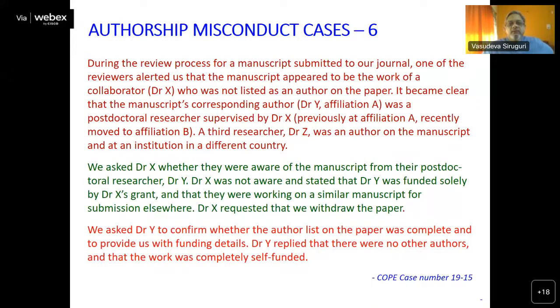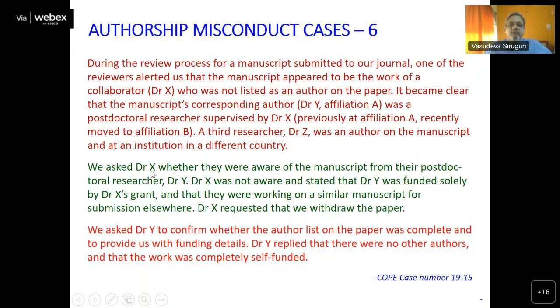In this case, there was another interesting case here. During the review process itself, the reviewer of the manuscript told the editor that the manuscript appeared to be the work of a collaborator of his, whose name is X, and that person was not listed as an author on this paper. And it became clear that the manuscript's corresponding author, some Y, was a postdoc previously supervised by this person X at some other university, and who has now changed to another university. And a third researcher, Z, was an author on the manuscript at an institution in a different country.